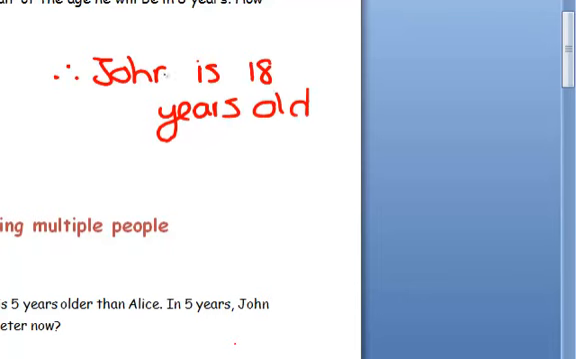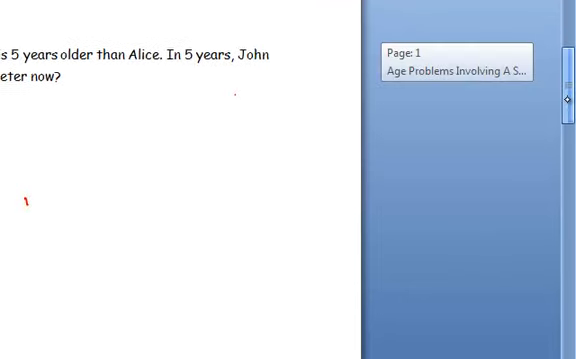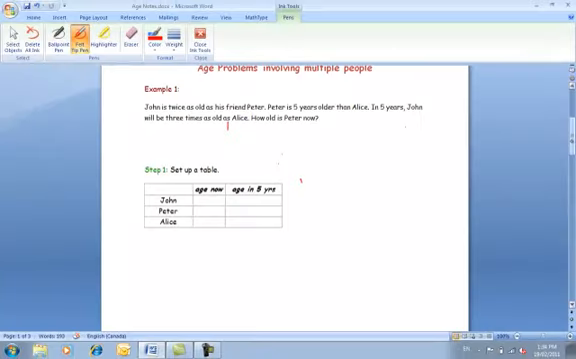Now, if we're going to go down to the next type of question, it involves multiple people. John is twice as old as his friend Peter. Peter is 5 years older than Alice. In 5 years, John will be 3 times as old as Alice. How old is Peter now? What you want to do is set up a table in order to let me see who is x, who's going to be x plus or 2 times x.